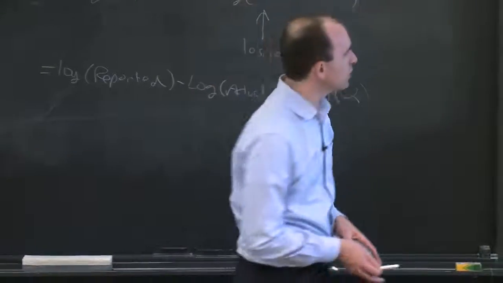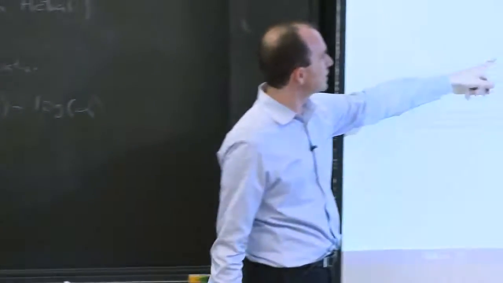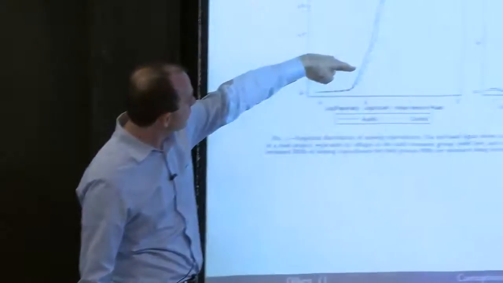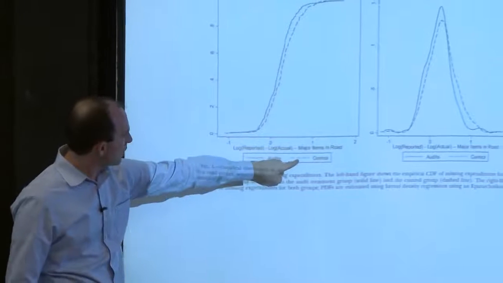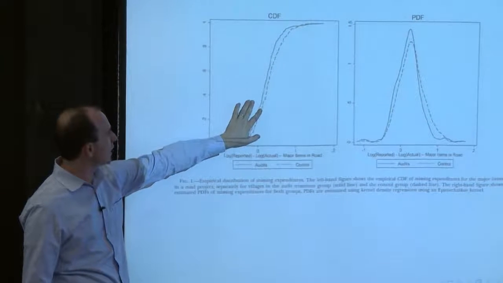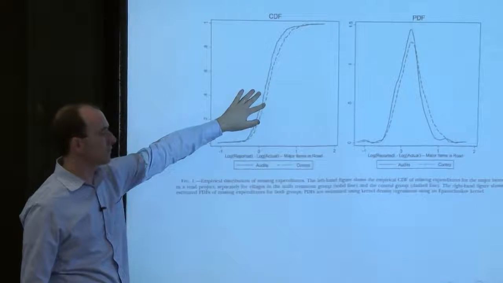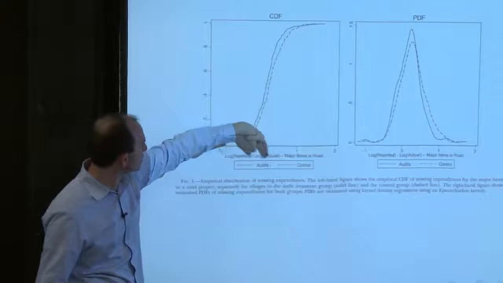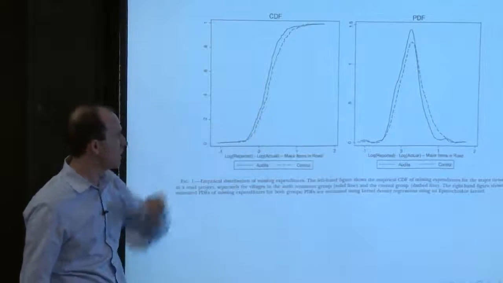OK, so here are the results. Again, these are CDFs, right? The solid line is the treatment group, and the dashed line is the control group. And so what do you see from the CDF? How do you interpret the CDF? What I'm plotting here is the CDF of this log reported minus log actual.